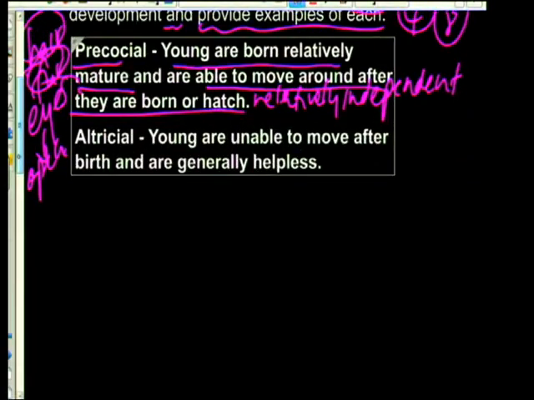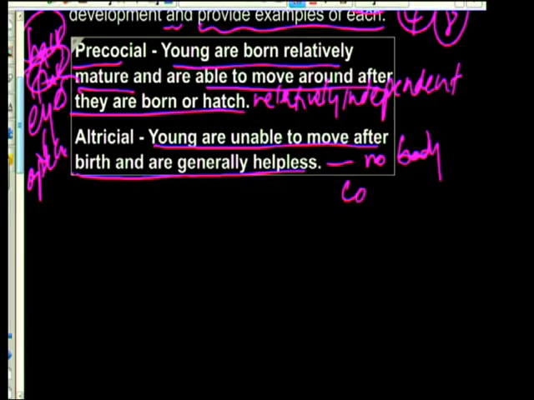In altricial, the young are unable to move at birth and generally helpless. Then you're going to say no body covering, and you can say that they are blind initially. So we're looking at 2 of those things there. Good.